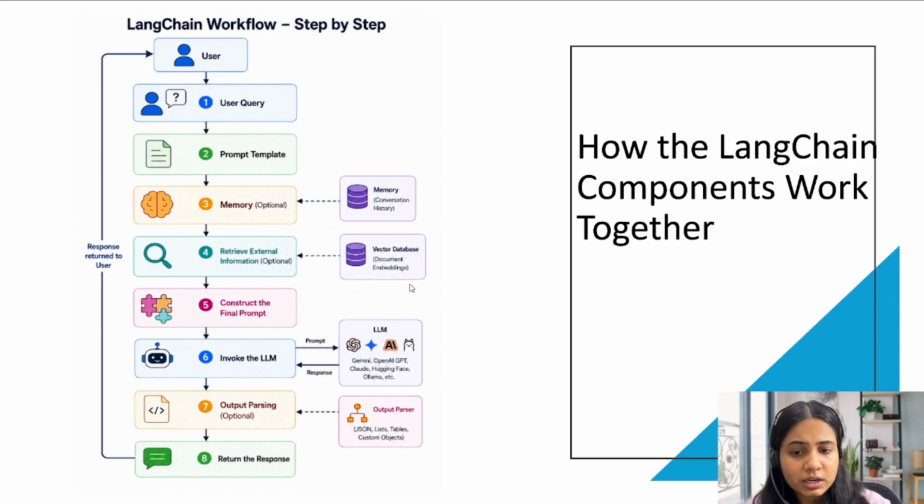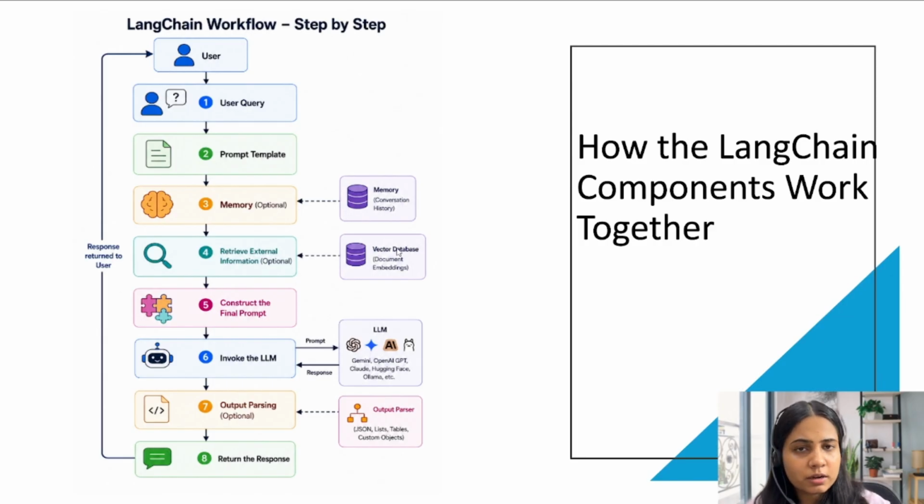But if we don't need it, we'll skip it. But if we need to know about any policies, we need to go and search the vector DB. At the end we are going to construct the final prompt, because we have the user's query, then the prompt template helps us build a generic prompt, and from the memory we already get the conversational history we need.